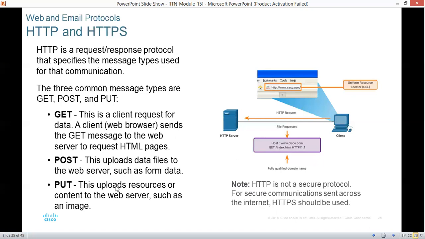Good. So here the PUT uploads the resources or content to the web server, such as an image. That means what uploads the resources and the content to the web server is the PUT. But the file itself that is coming to the web server is the POST. The GET is from the client, and then the POST is on the server.